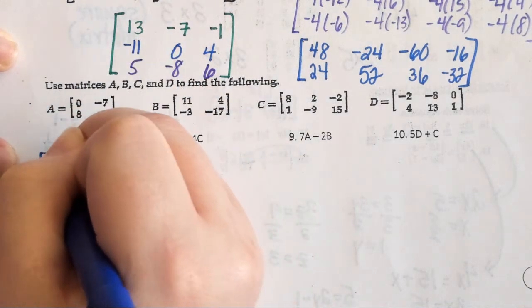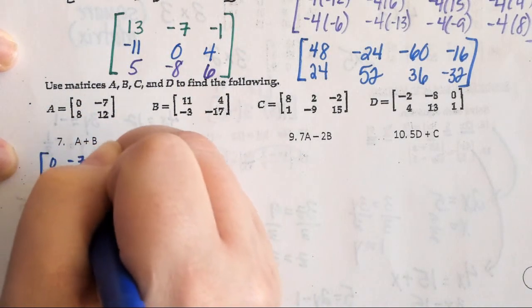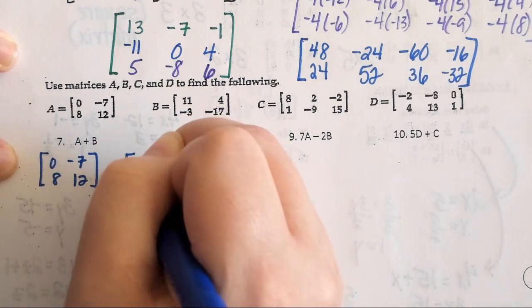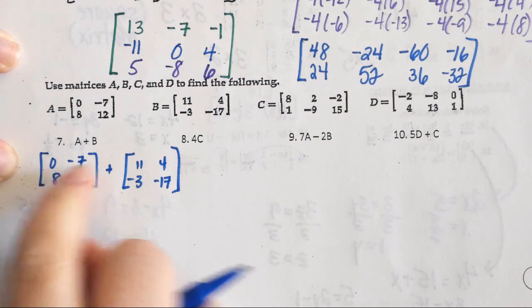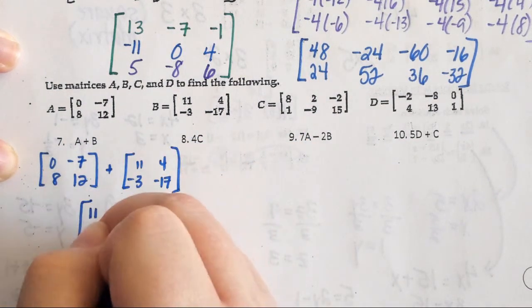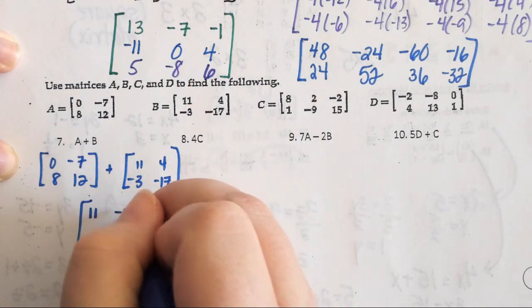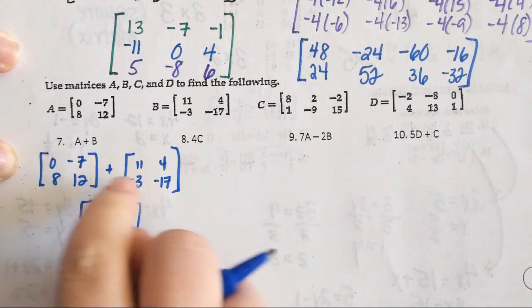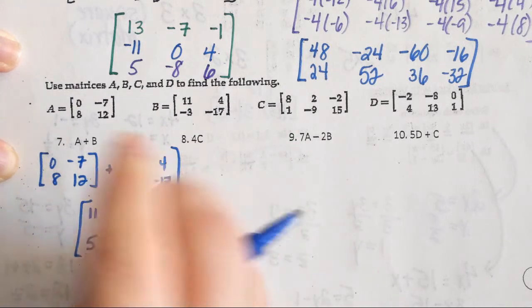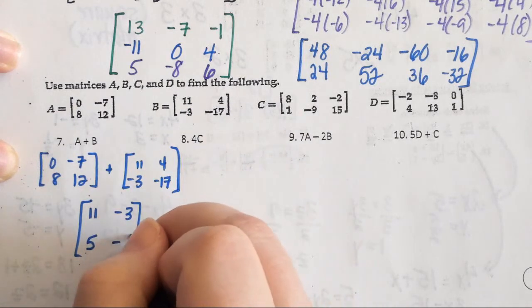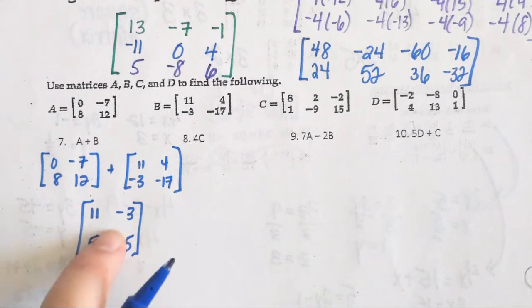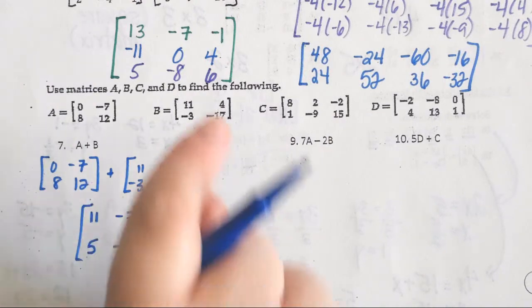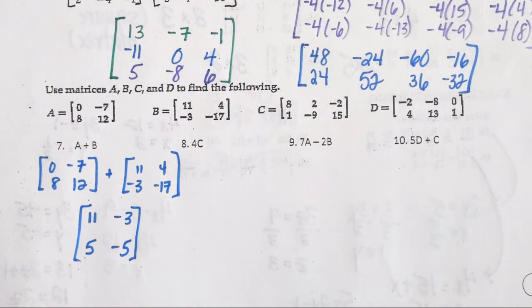So I'm going to add A. A is 0, -7, 8, 12, plus B, which is 11, 4, -3, -17. When I add them together, 0 plus 11, I get 11. -7 plus 4, I get -3. 8 minus 3, I get 5. 12 minus 17, I get negative 5. Now, if you knew that answer without actually writing down the two matrices, because you can add it up in your head above, that's fine. No one is mad about that. That's terrific.